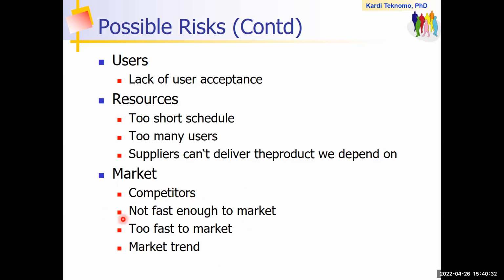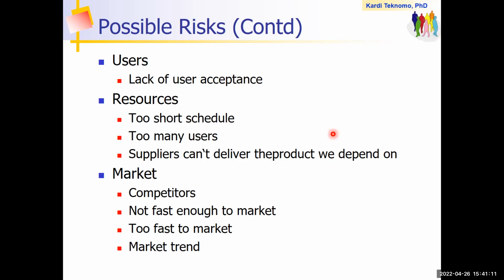In the market also, if there are so many competitors, you are in trouble. If you are not fast enough to market, you are in trouble. And if you are too fast to market, it is also a problem. So both are problems. Not fast enough to market, what does it mean? You create the software, not fast enough to market, your competitor comes in first, with something cheaper and better, and then you lose the market.